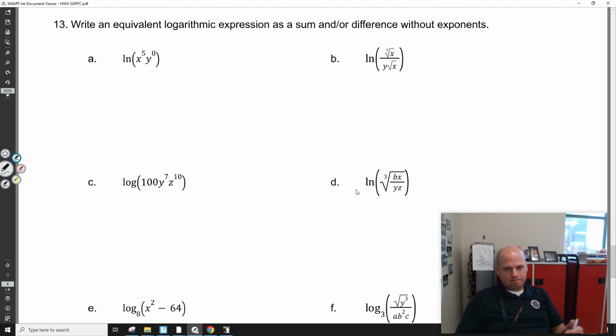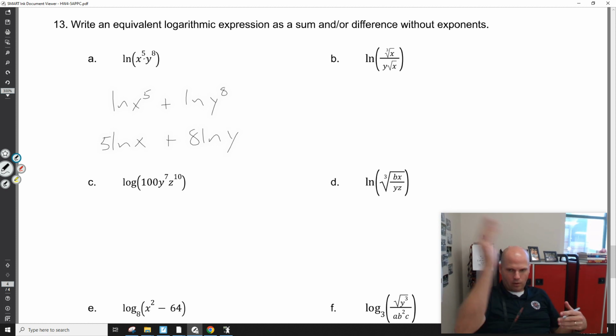Now we're expanding. We have products inside of a logarithm. We can write that as sums of both of those terms logged. And then we could go a little bit further and bring those powers down. Power to a power, product. Very similar to exponent rules.